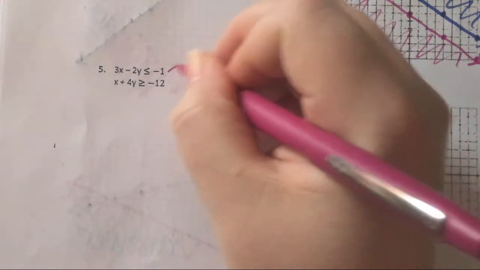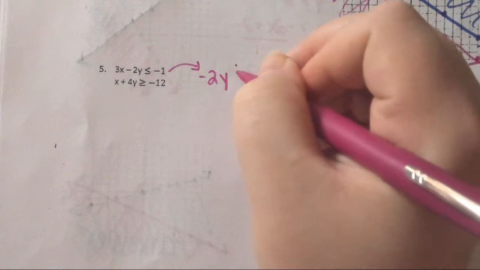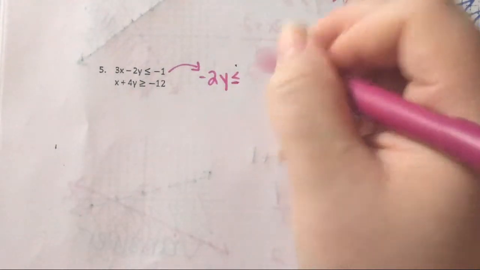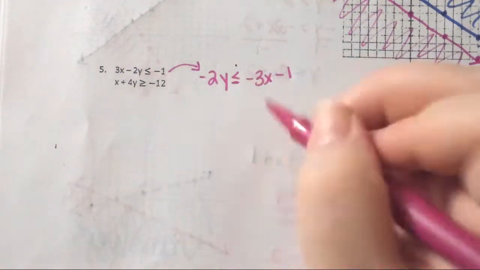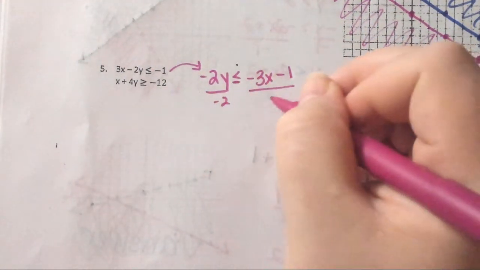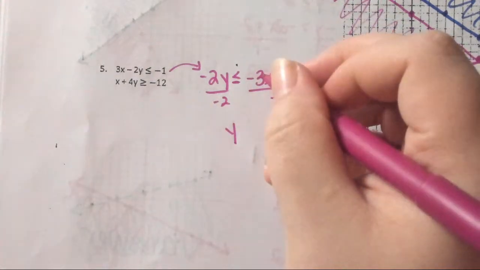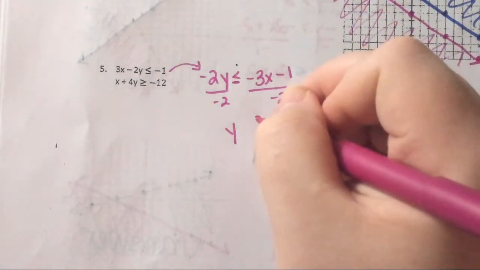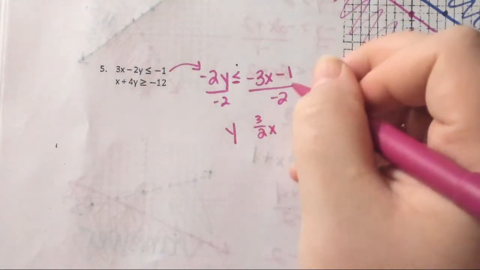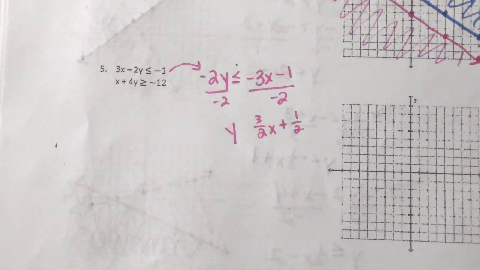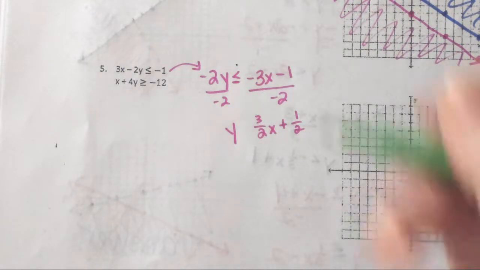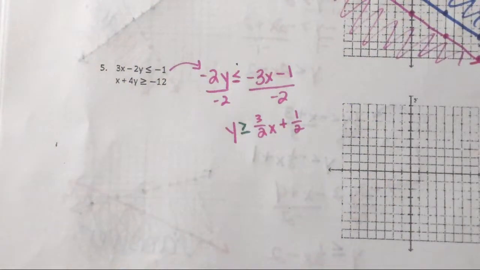Okay, our last problem of the day is number 5. Sadly, it's not in slope-intercept form, so I've got to rearrange. On the top equation, if I subtract 3x from both sides, I'll have negative 2y is less than or equal to negative 3x minus 1. I'm going to divide both sides by negative 2. I'll have y. Negative 3 divided by negative 2 is positive 3/2 x. Negative 1 divided by negative 2 is positive 1/2. But the most important thing is since we have divided by a negative, we have to flip that sign, so it's greater than or equal to.